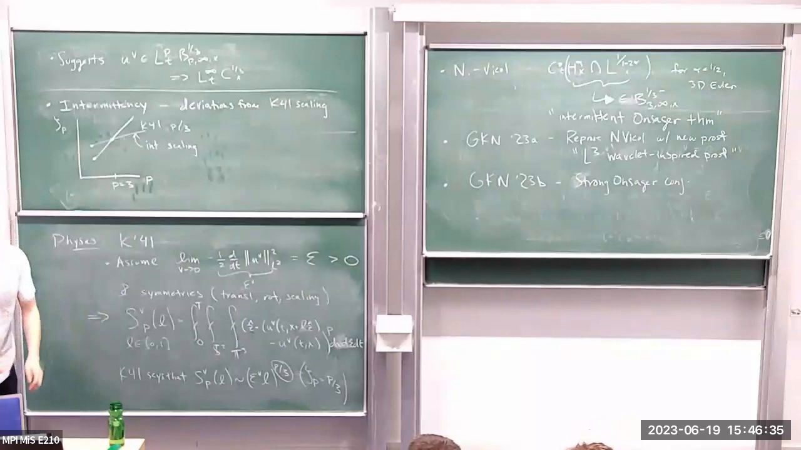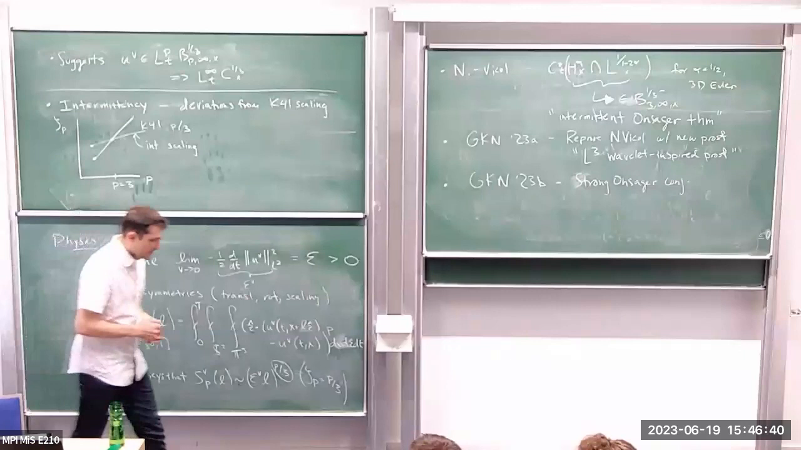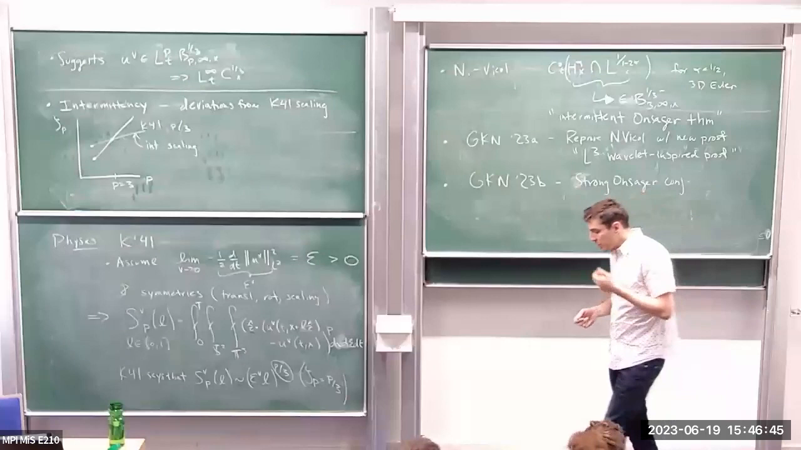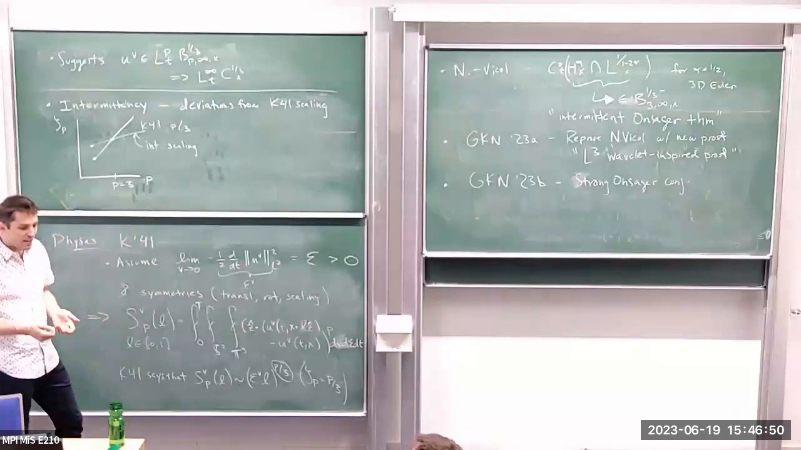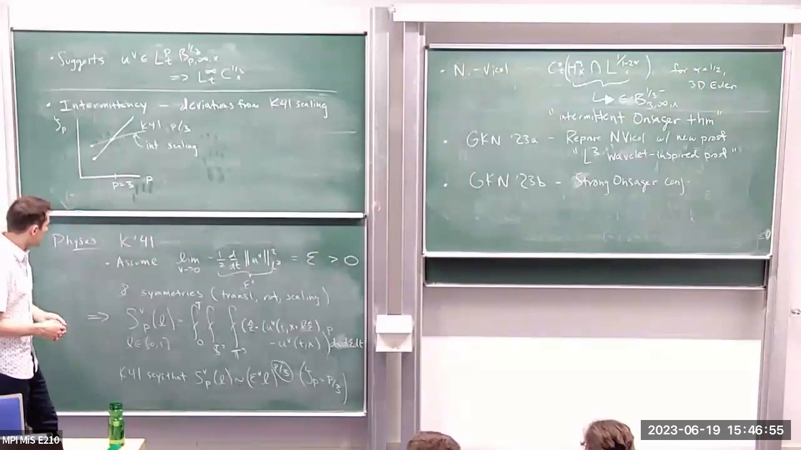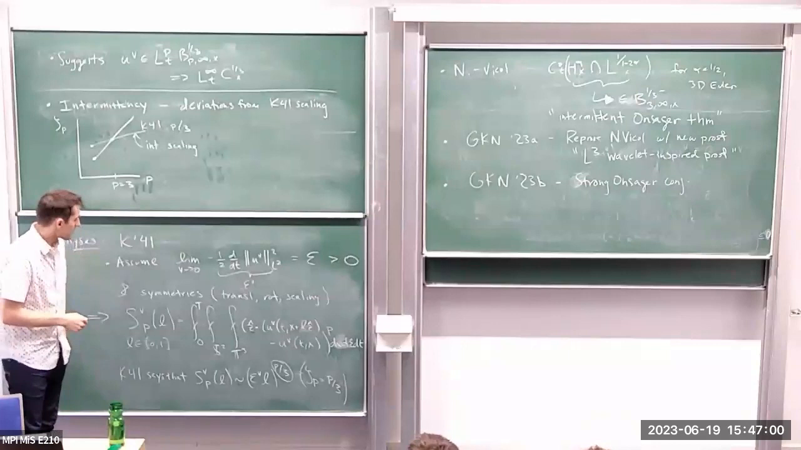This is partially why I feel justified in referring to our theorem as a proof of the strong Onsager conjecture, or more accurately, the strong L3 Onsager conjecture, because L3 is, in a sense, perhaps the most natural space in which to measure these velocity increments and see the 1/3 exponent popping out.